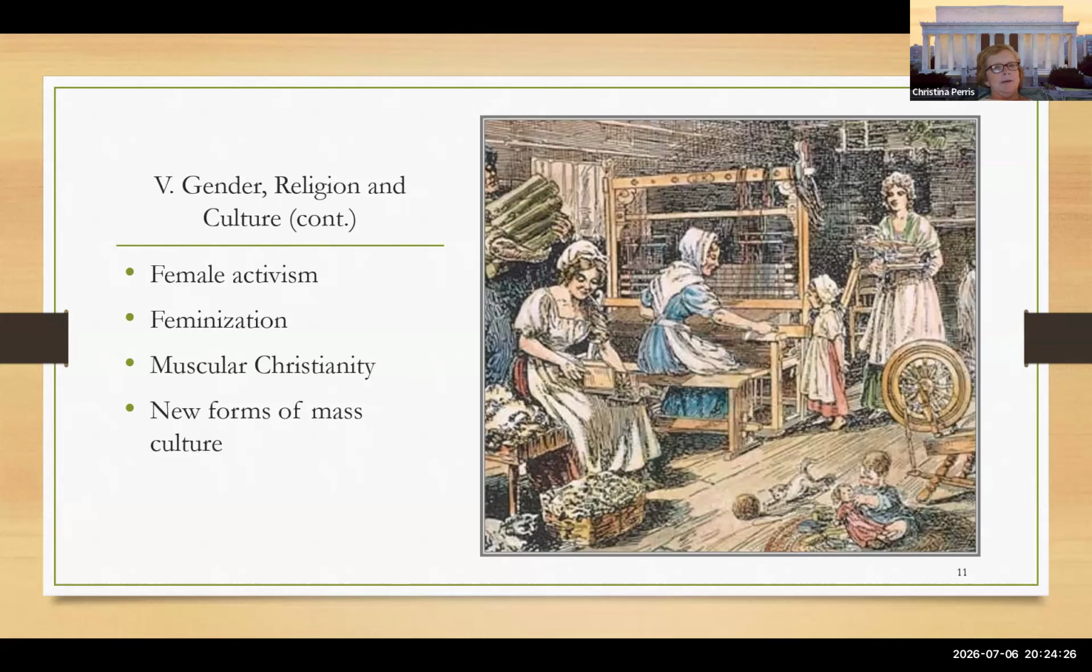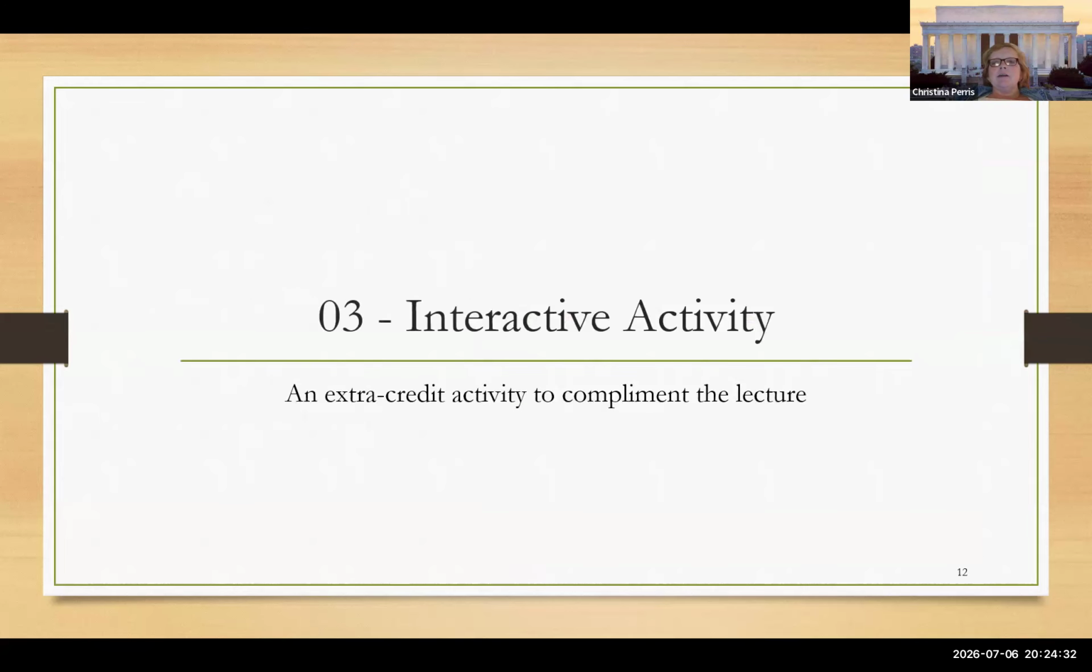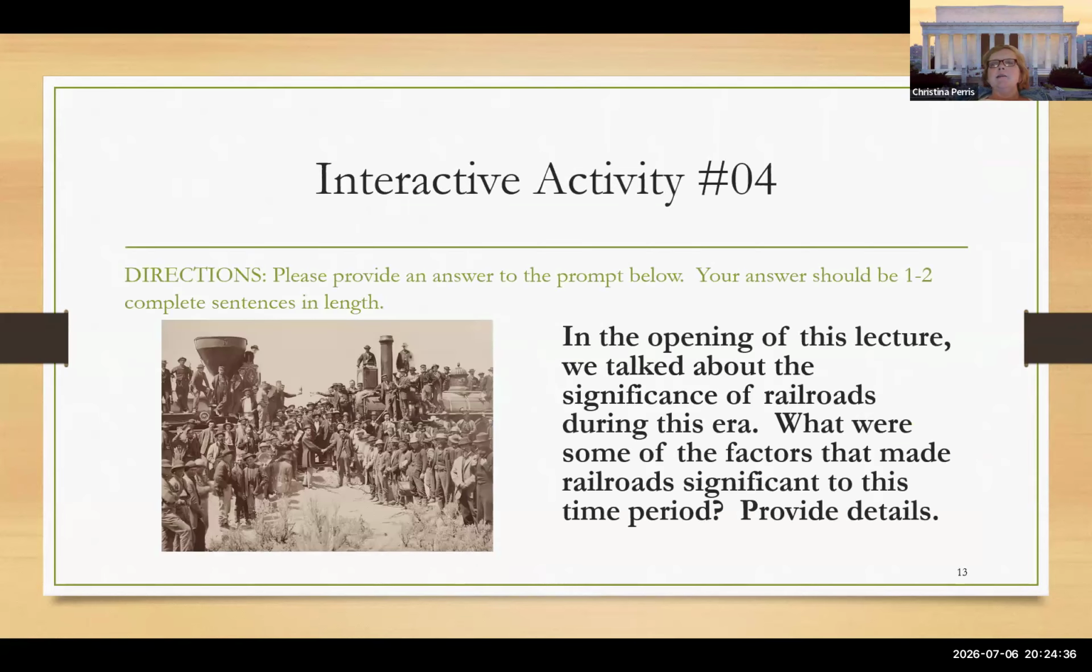So ultimately, this is the end of the chapter. So we come to the interactive activity on slide 12, the introduction. And this is your interactive activity, and it should be 3. I don't know why I put 4.